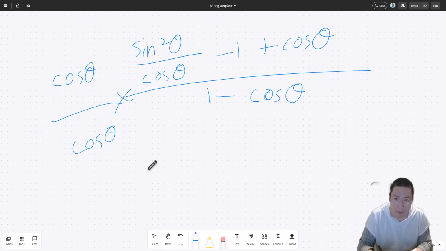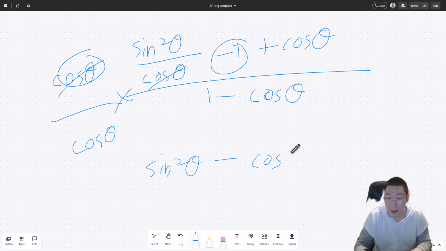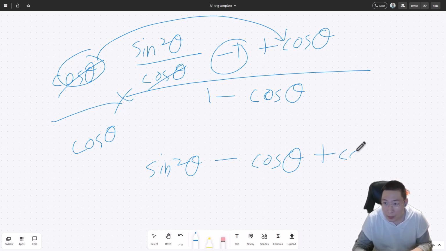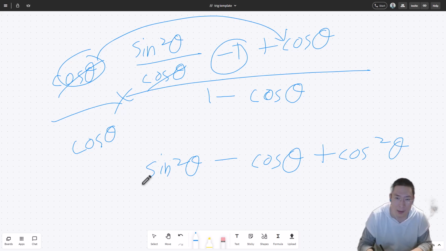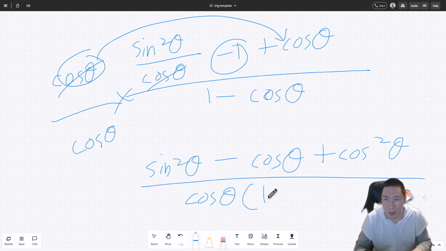And then we're going to say sine squared theta, because the cosine cancels out. We have minus cosine theta, because cosine theta times negative 1 equals minus cosine theta. And the cosine theta multiplied by cosine theta becomes plus cosine squared theta. Isn't that beautiful? Isn't that magical? Then at the bottom, we're not going to multiply out because we're going to cancel it the next time, as you will see. So we have cosine theta multiplied by 1 minus cosine theta.